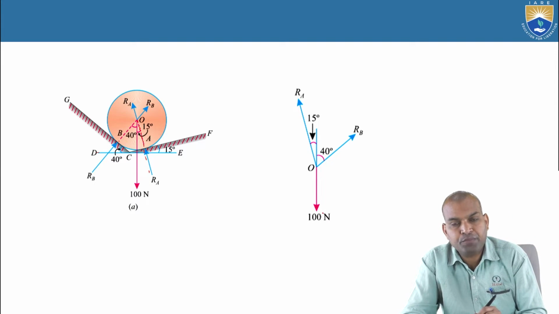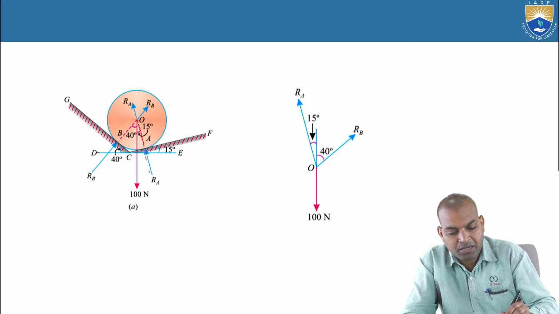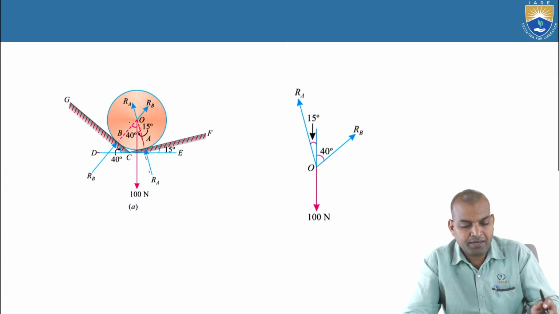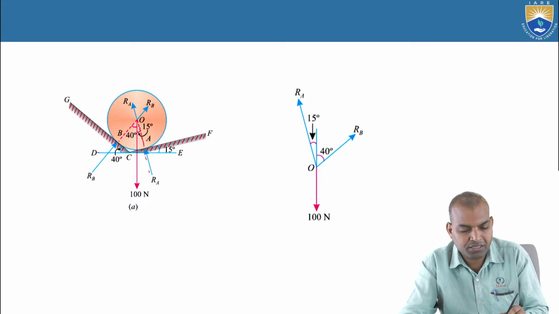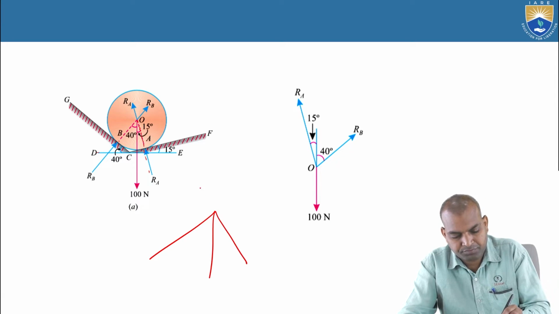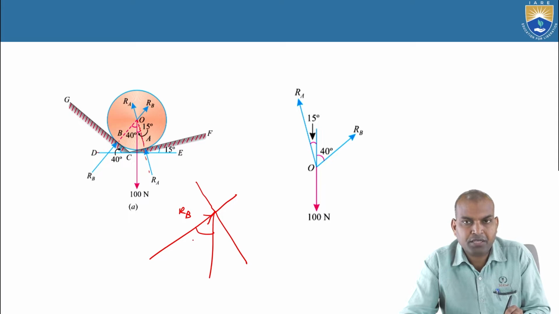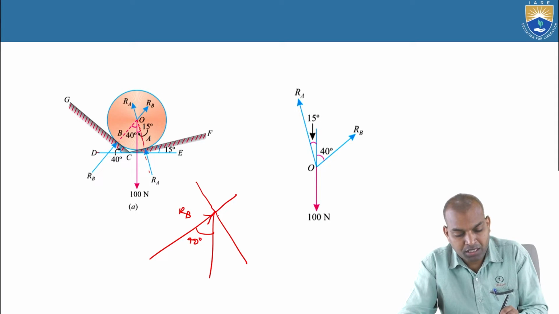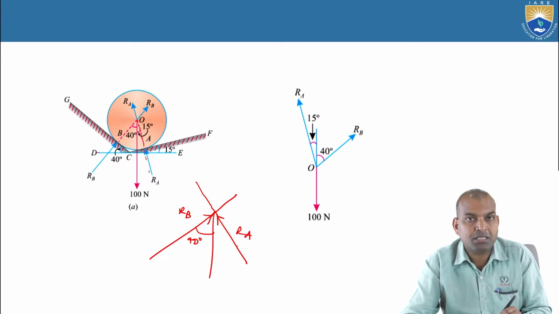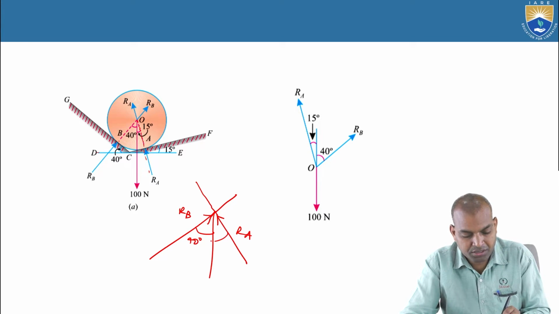Now, after drawing the free body diagram, this is the line of inclination. Okay, here, if we replace here, this is the RB line. This RB is making how much inclination? That is 40 degrees. And what about RA? This is RA. This RA is making an angle of inclination of 15 degrees.